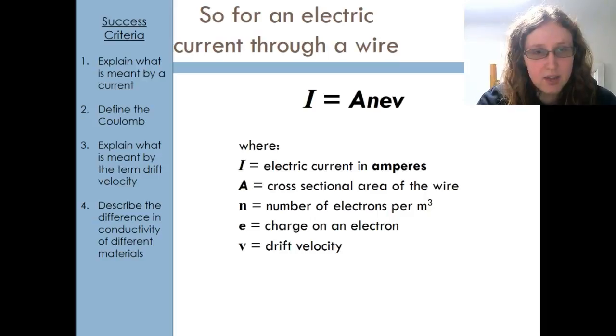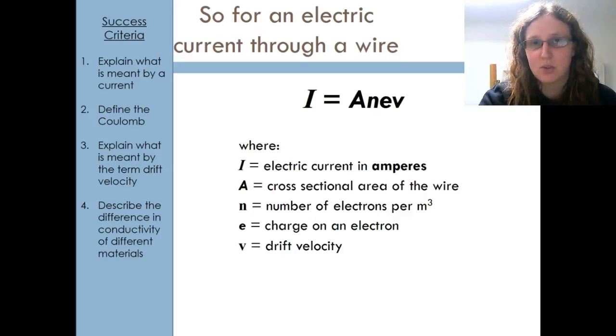So cross-sectional area times the number of electrons per meter cubed times the charge on an electron times what we call the drift velocity, so the velocity at which the electrons move from one end of the wire to the other. Now, just a little note, the number of electrons per meter cubed is sometimes also referred to as the electron number density. So if you see that term, it's just the N.